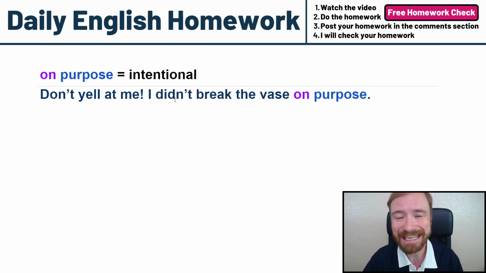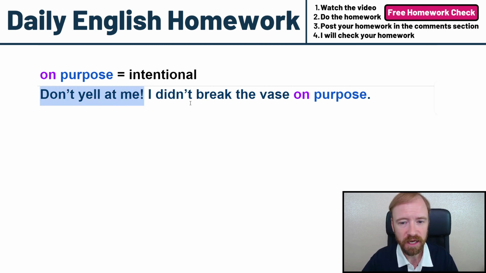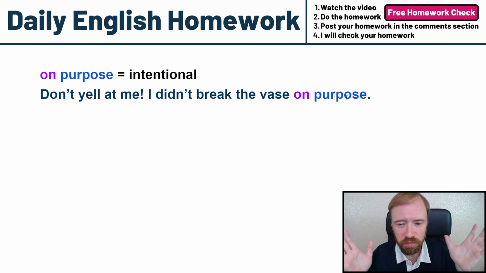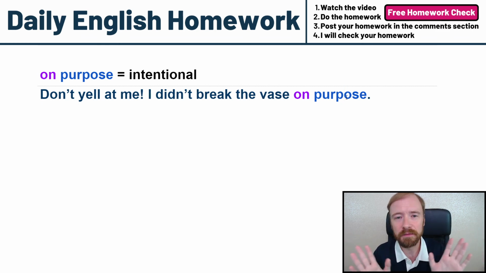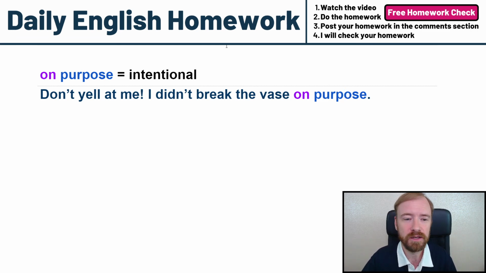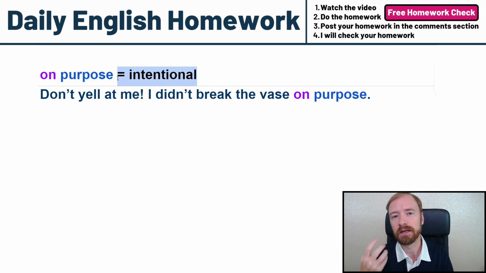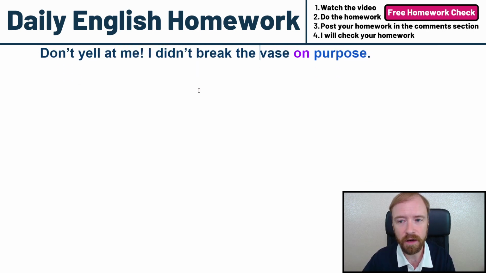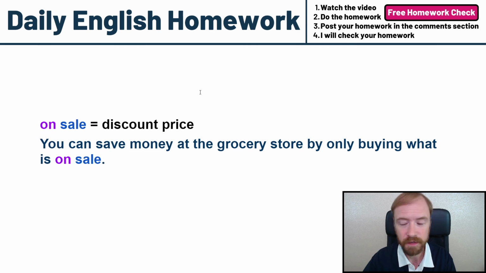On purpose is intentional. You want to do this. Don't yell at me. I didn't break the vase on purpose. So they broke some vase. Someone was yelling at them. Why did you break the vase? And they say, don't yell at me. I didn't do it on purpose. I didn't plan it. It was an accident. So yeah, on purpose means intentional. Opposite word, accidental. So he didn't break it on purpose. It was an accident.